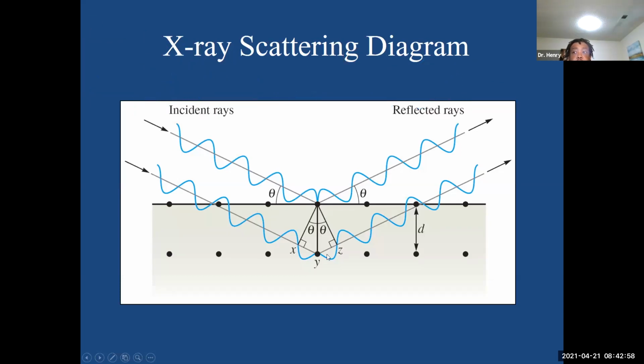So if these are atoms, your X-ray is going to be coming in at a certain angle. This represents the angle that the X-ray is going in. It's going to come and bounce off of the nucleus and then shoot the other way. It should shoot at the same angle. That plane is linear, perfectly linear. It should diffract at the same angle that it came in at, okay?